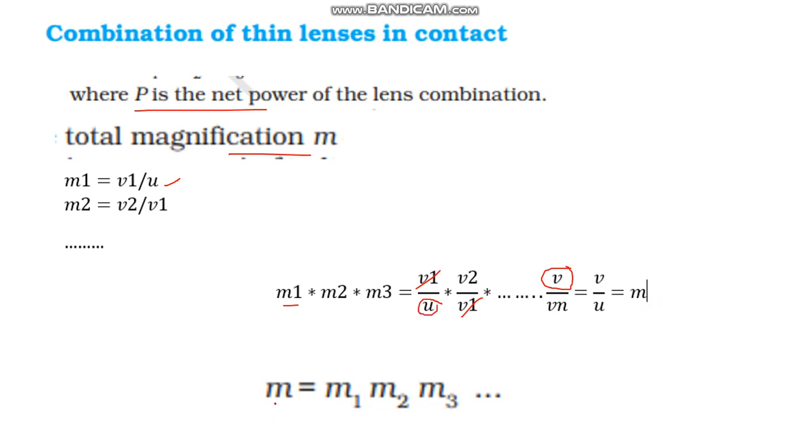So total magnification will be equal to m1 into m2 into m3. You need to multiply all the magnification factors. So you can see if this magnification factor is 2 and this is 1.5, it becomes 3 times.